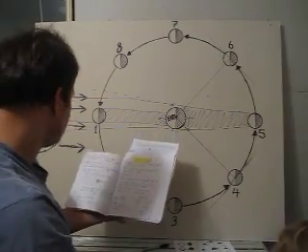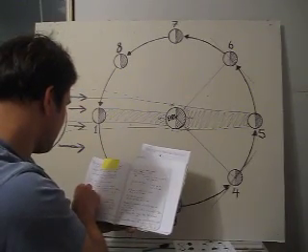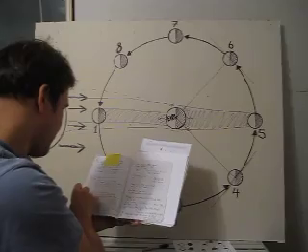That's pretty much it. So it's positions 1 and 5 that cause the eclipses, and I think that should be good for now.